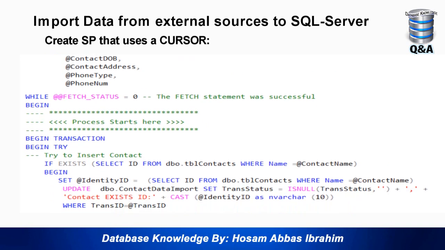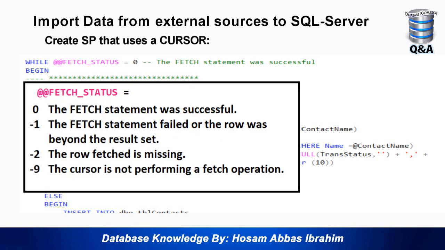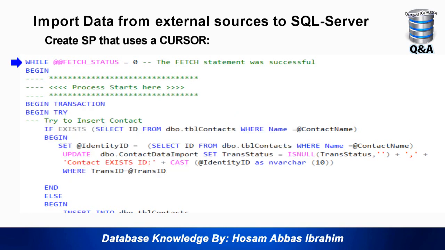Then we say while fetch status equal to 0, which means the fetch statement was successful. Sometimes the fetch status could be -1. That happens when the statement failed to retrieve any row. It could be -2 if the row was deleted, and the other one is -9 when the cursor is not performing a fetch operation at all. So here we use only the successful fetch status, which is equal to 0.